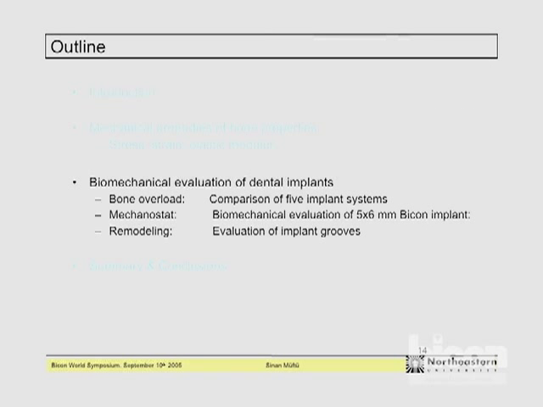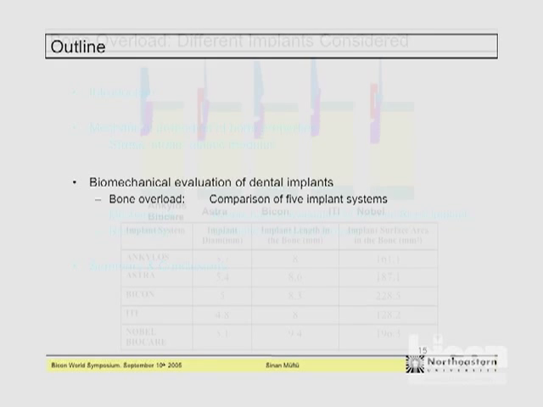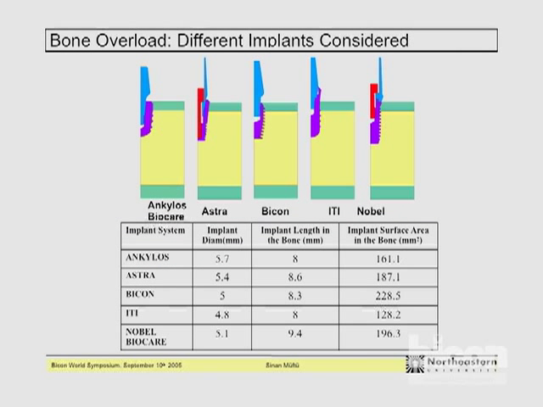Now on to the topic of the day. I'm going to talk about biomechanical evaluation of dental implants, and first we will talk about the comparison of 5 dental implant systems, where the comparison criterion is going to be bone overload. The implant systems that we are considering are the 5 listed over here, and the dimensions and the implant surface area in the bone are as given.